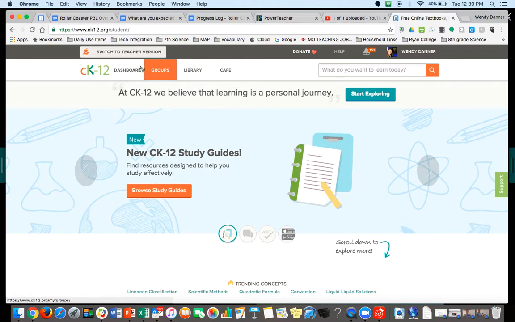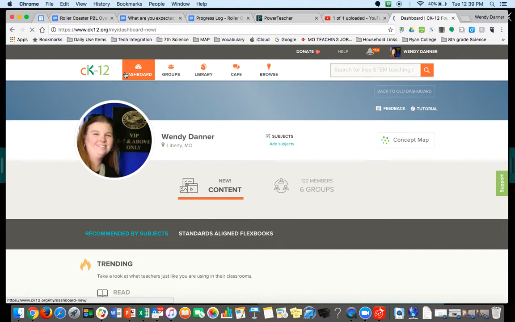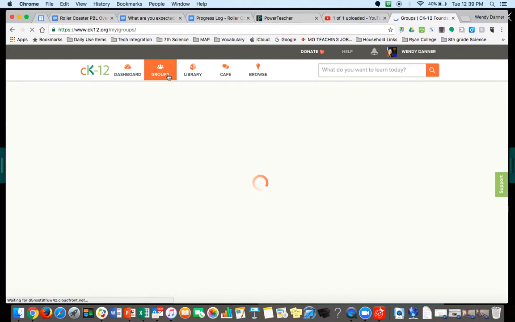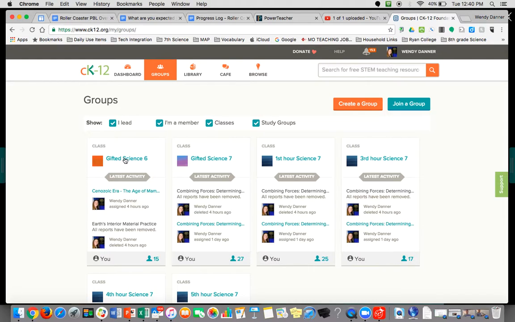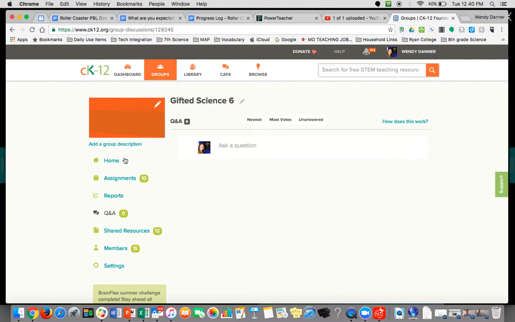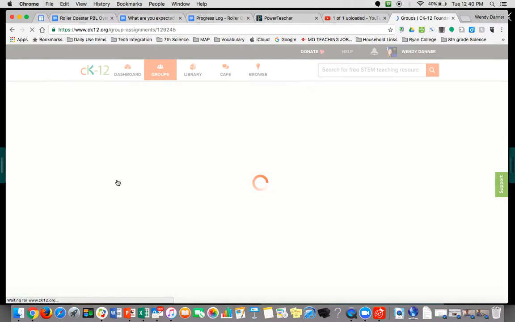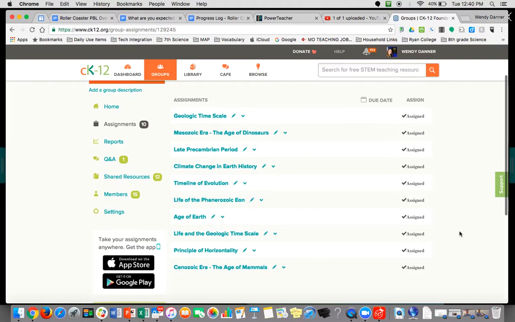So you're going to get logged in and go to your dashboard. Let's try this. Yours may look different. Let's go to groups. If your dashboard looks different than mine, great. You need to get into whatever class, which is Gifted Science 6, and go to assignments. In assignments, you have all of these things right here.